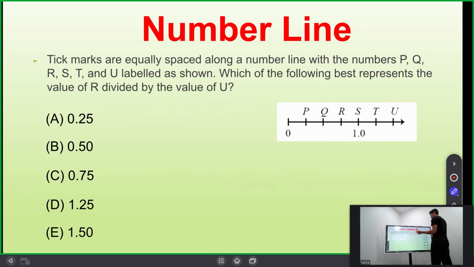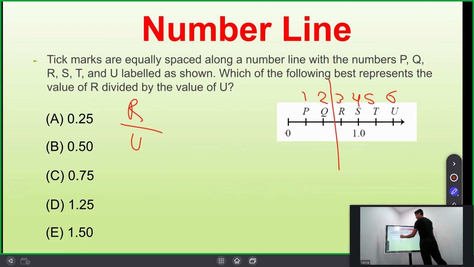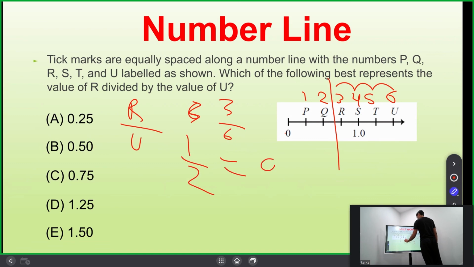Another quicker method is that we just number all of these. This one's 0, this one's going to be 1, this one's 2, this one's 3, this one's 4, this one's 5, and this one's 6. Based on this, we're asked to divide the value of R by U. If we draw a line from R to U, they have 3 spaces, and we have 3 divided by 6, which is 1 divided by 2, which is equal to 0.50.